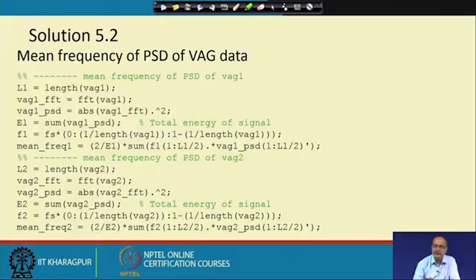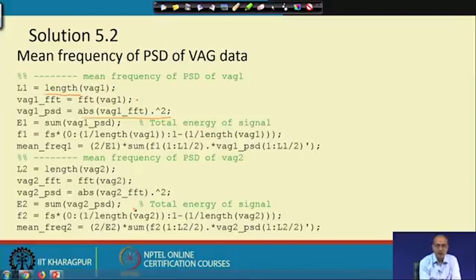So, here we start writing the code. First we have to take care of the length of the signal, that is for VAG1 the length is L1, we have computed with this command length, and then we compute the Fourier transform and we take the absolute value and square of each of these values, and to get the energy, we take the sum of the spectral energy, and to get that mean we are looking at that part.